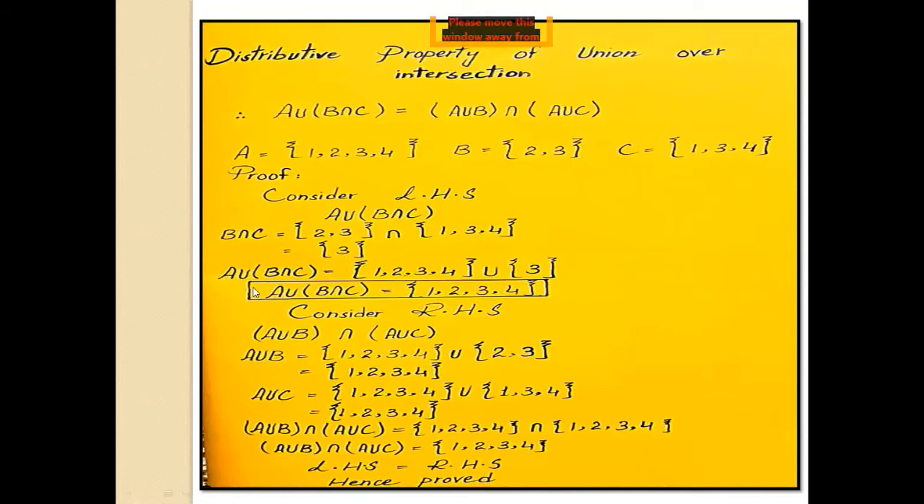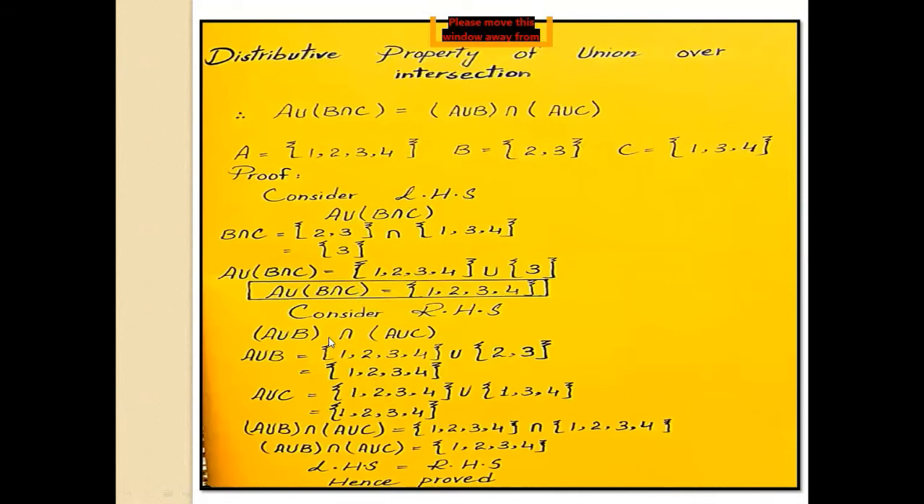Now A union (B intersection C). Set A contains elements 1, 2, 3, 4, union B intersection C, which we have solved above, and its answer is 3. We write that here. Union means combine these two sets, so after combination the answer will be 1, 2, 3, 4. So this is for the left hand side.